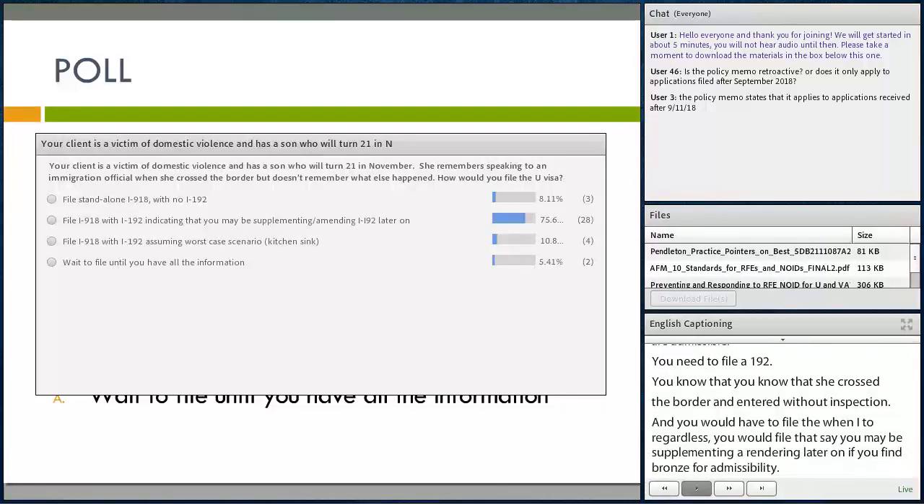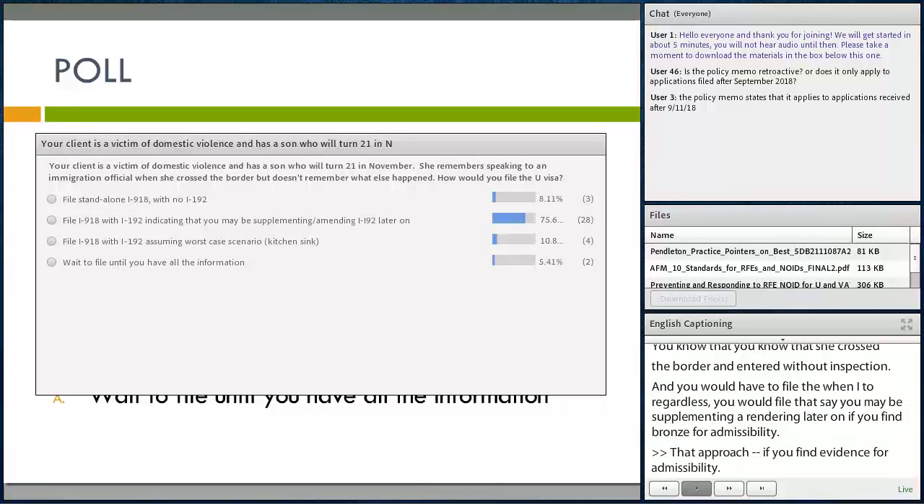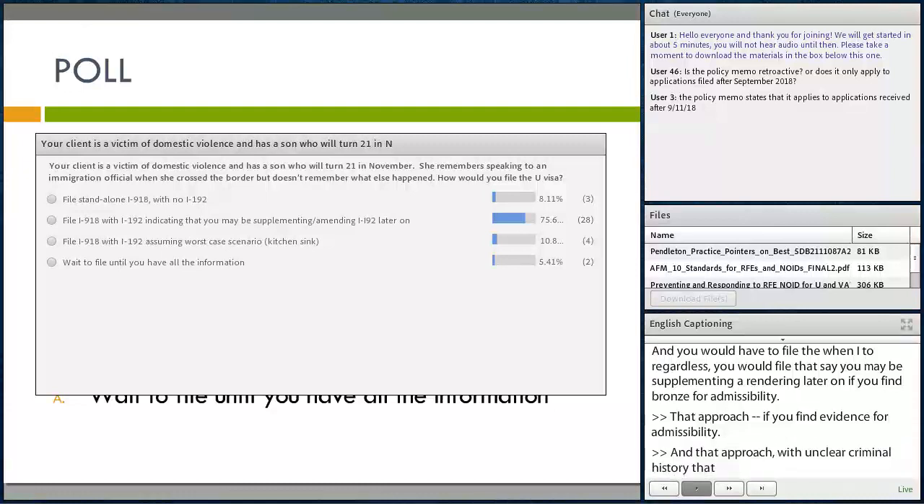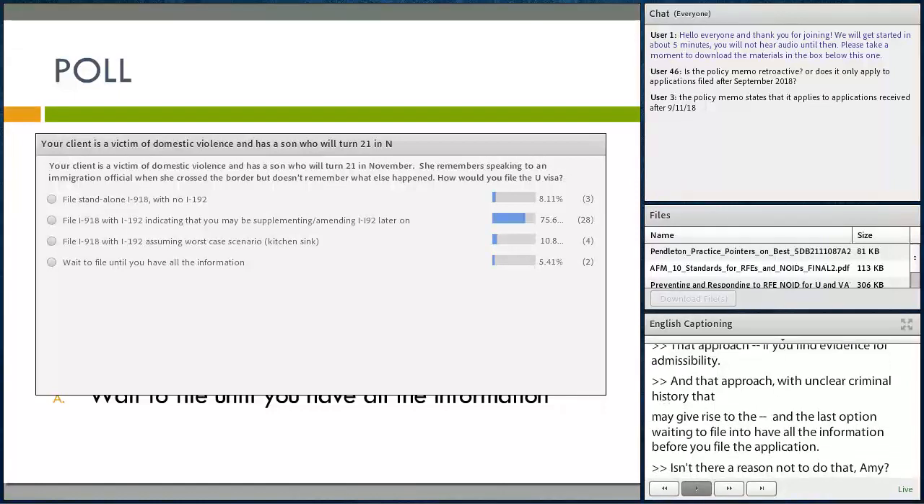I think my analysis might be a little bit different if you were looking at unknown or unclear criminal history that might give rise to a CIMT ground of inadmissibility. So there could be some situations where you might want to have more complete information, as in the last option, waiting to file until you have all the information before you file the application. But isn't there a reason not to do that, Amy? In terms of waiting to file until you have all the information?